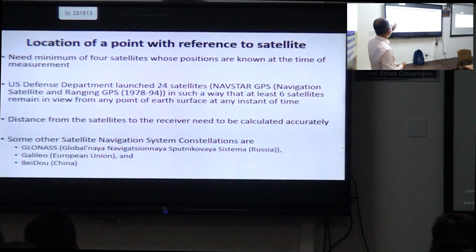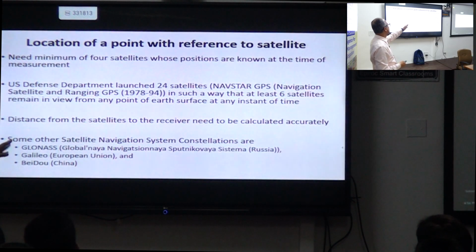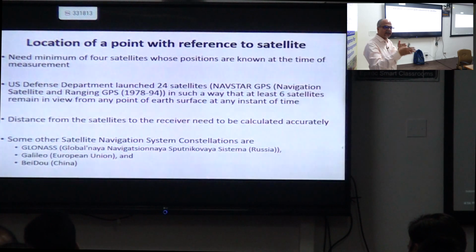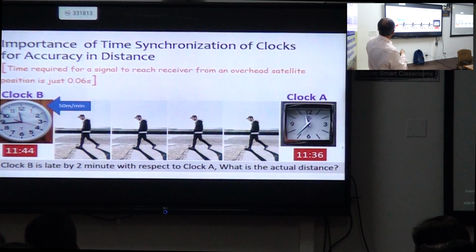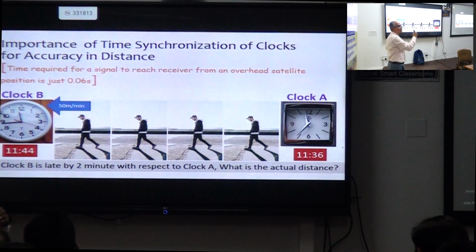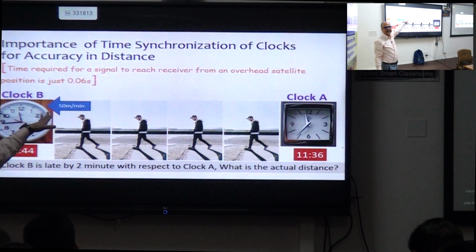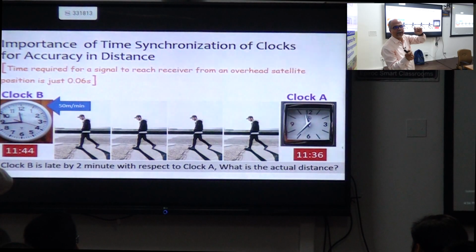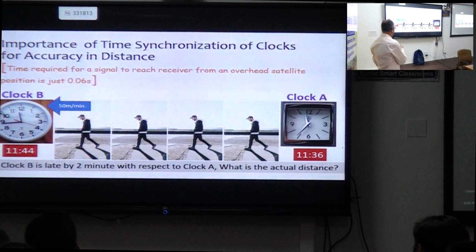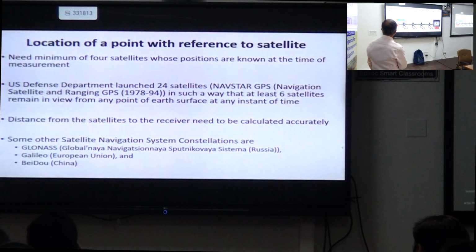And the distance from the satellite to the receiver needs to be calculated accurately. That is because the distance is very far, and in the previous slide, whether you noticed or not, I forgot to mention the time required for the signal to reach the receiver from an overhead satellite. Overhead means directly above, and that time is just 0.06 second. So the time should be very precise. Otherwise, a little bit of difference will make a huge difference in the error. That's why we are so concerned about the distance measurement.